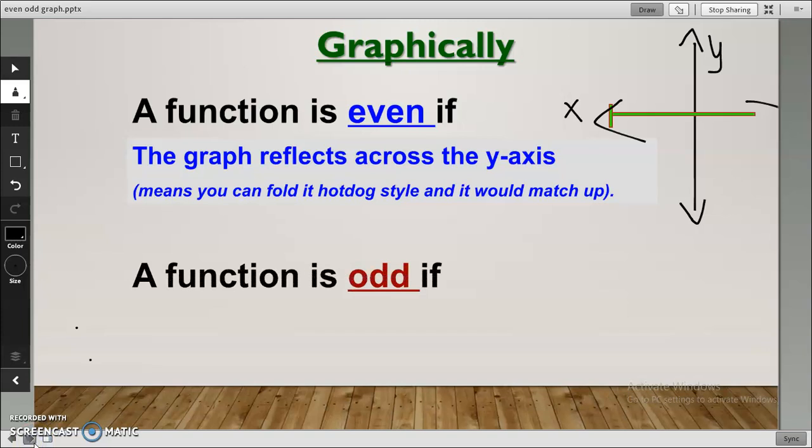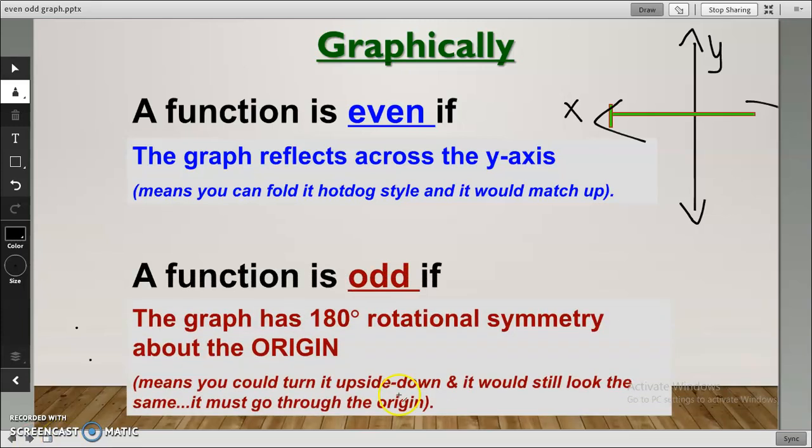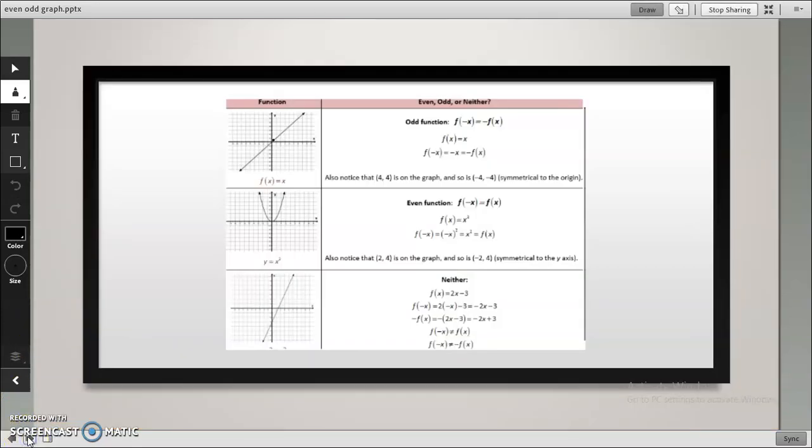A function is odd if the graph has a 180-degree rotational symmetry about the origin. So here's my origin. If you recall, the origin is that place where the x and the y axis intersect. And if it looks the exact same on both diagonals, then it's an odd function. And we'll see some examples of that.